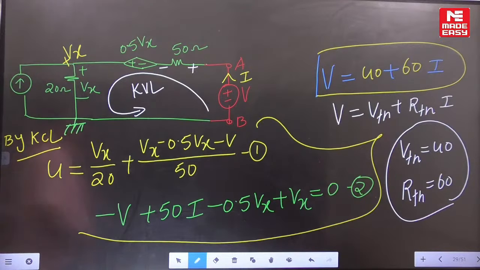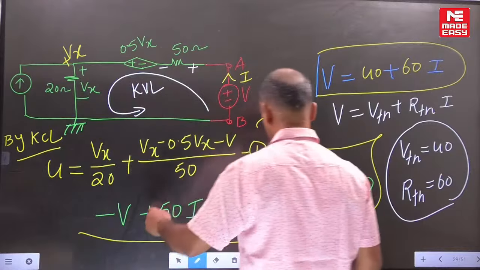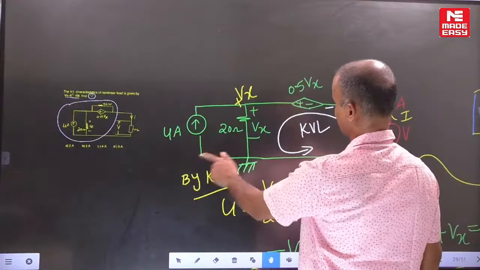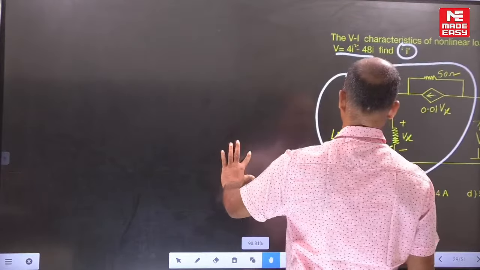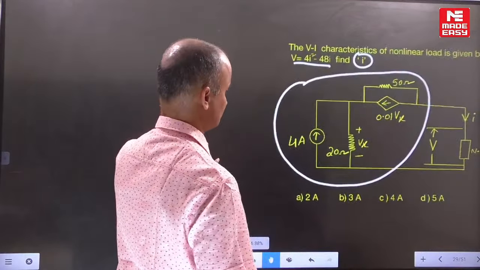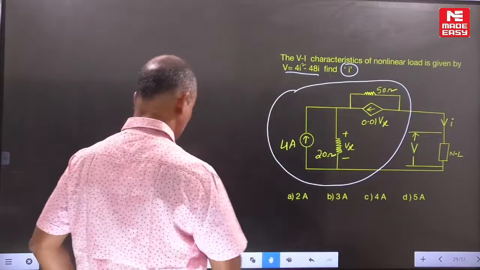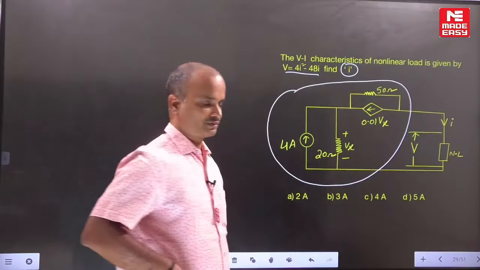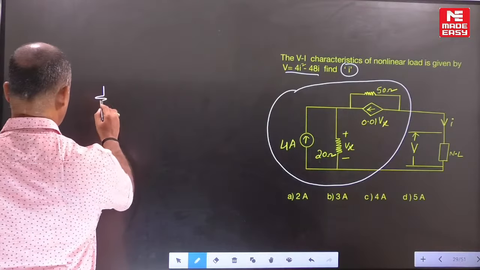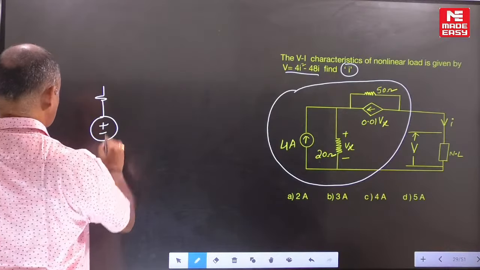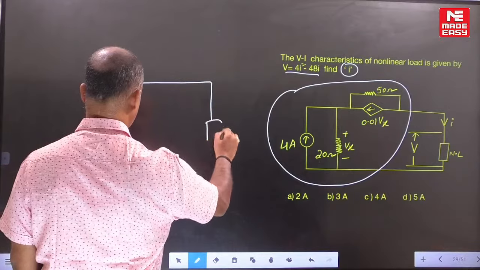Now V Thevenin and R Thevenin are completed. Now come to the given question again. This entire complex network is replaced by a single equivalent circuit, which is connected to a non-linear load.